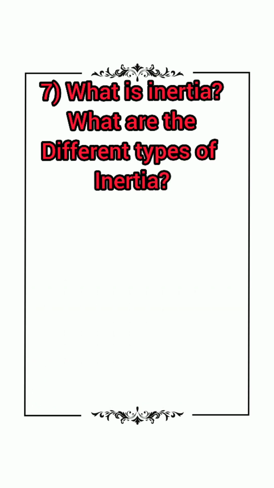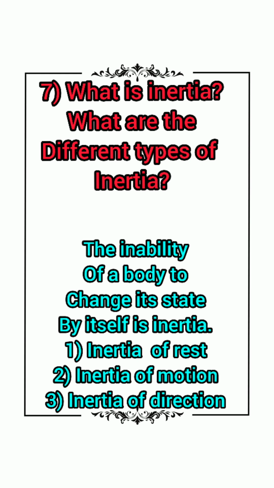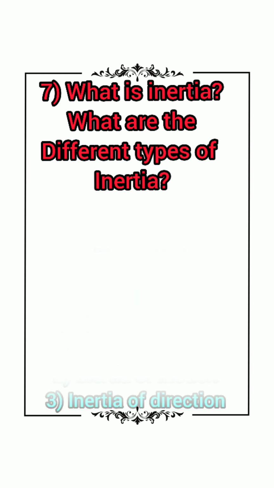7. What is inertia? What is the measure of inertia? What are the different types of inertia? A. The inability of a body to change its state by itself is called inertia. Mass is the measure of inertia. There are three types of inertia: 1. Inertia of rest. 2. Inertia of motion. 3. Inertia of direction.